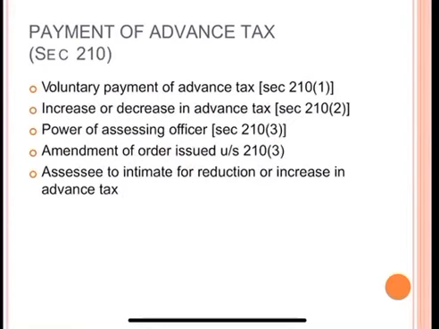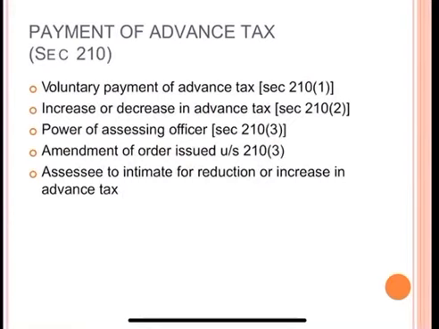Assessee to intimate for reduction or increase in advance tax. Let's suppose the assessee is served a notice under this section asking him to deposit the money of advance tax, and in his estimation the advance tax payable on the current income would be less, he is of the opinion that it is less than the amount required to be deposited. So he may intimate the assessing officer to that effect and deposit the advance tax based on his own estimates, and the same rule will be applicable if he is of the opinion that it is more. So the same rule will be applicable.